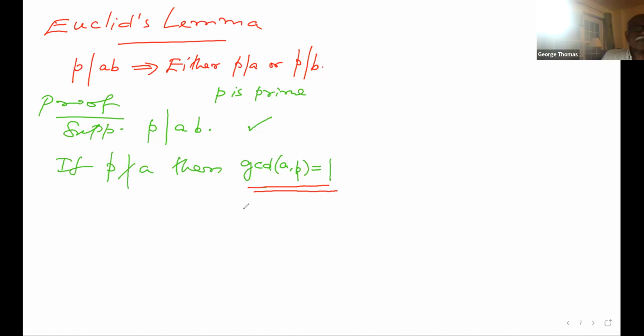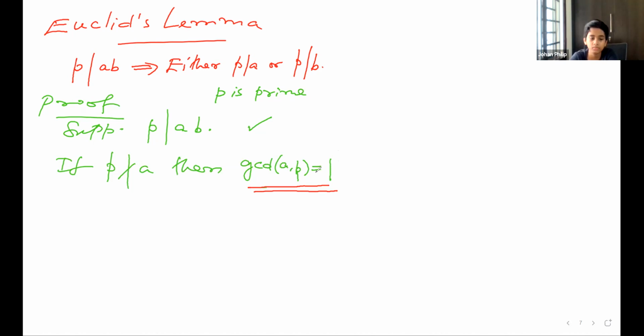Why? First of all, is 1 a common divisor of A and P? Yes. 1 divides any number, so it is a common divisor. Is there a bigger number that divides P? The only bigger number is P itself. But P doesn't divide A, so P is not a common divisor. Follow? So yes, 1 is the greatest common divisor. Is everybody convinced about this one?